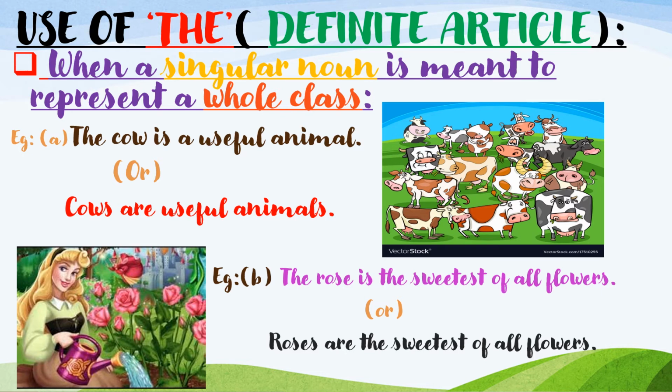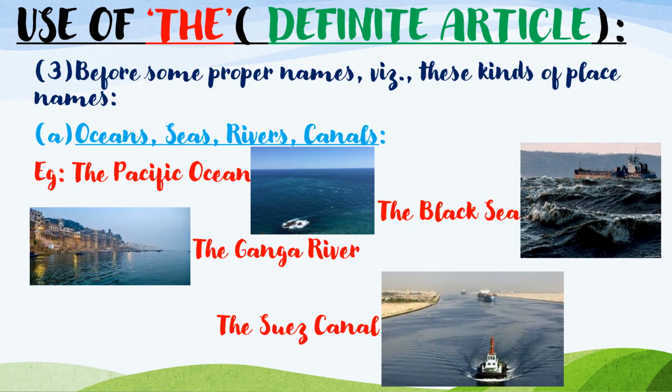If I say, the tiger is a dangerous animal, the tiger is a singular noun. But if you want to reframe the sentence without using the article the, here the tiger represents the whole class of tigers. So you can also reframe it like that: Tigers are dangerous animals. The meaning of the tiger is a dangerous animal and tigers are dangerous animals is the same.